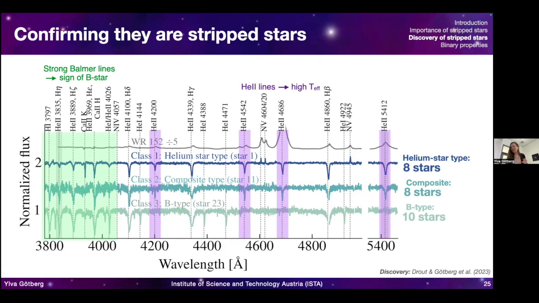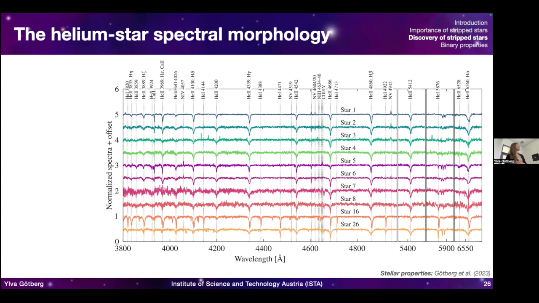I hope that you like spectra. I like spectra. I wanted to show you all of these spectra. This is the helium star types. Again, they are called star 1, 2, 3.